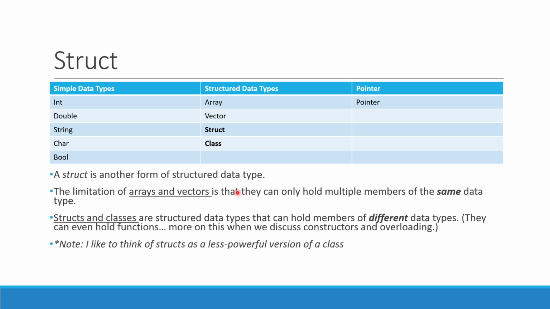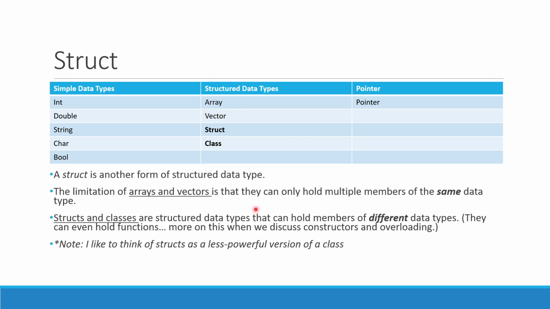So, a struct is another form of structured data type. Now, you already seen this table before, okay? Now, we have simple data types, which is here. Structured data types, 2 of them we learned already. 2 of them we'll learn today. And then there's pointer variables, okay? Now, the 2 structured data types we already learned last week were array and vector, okay?